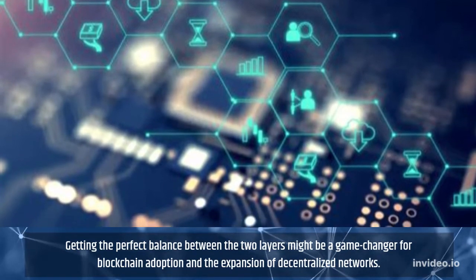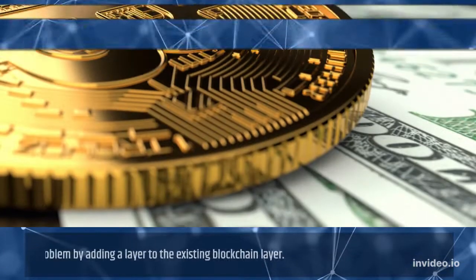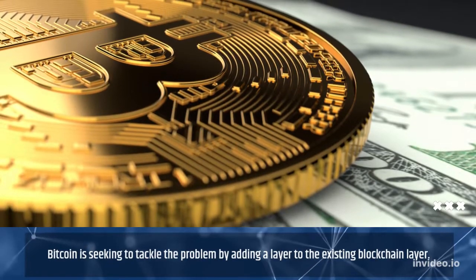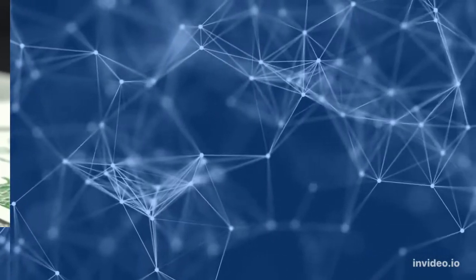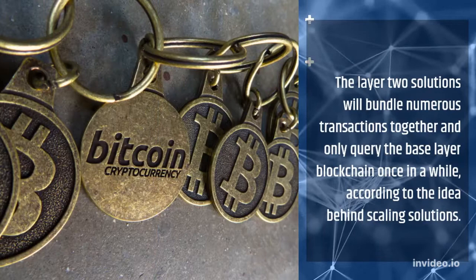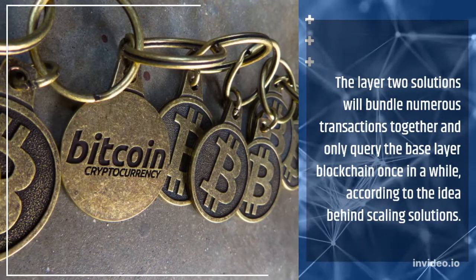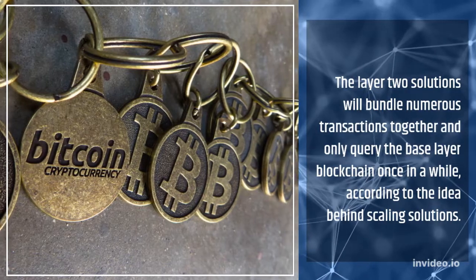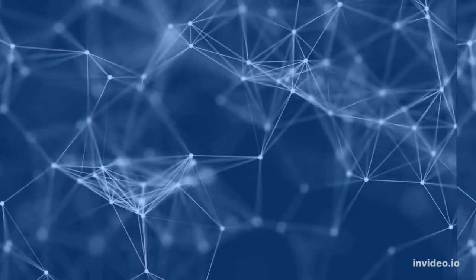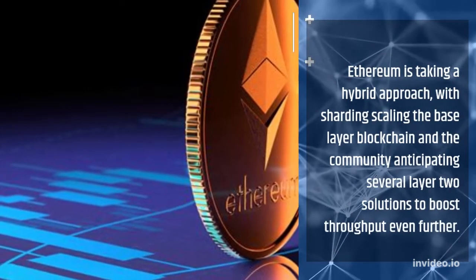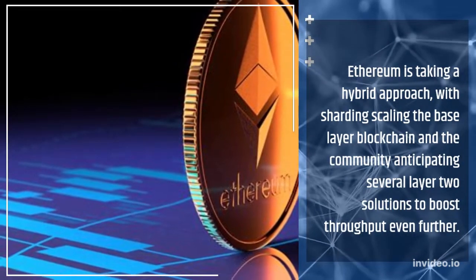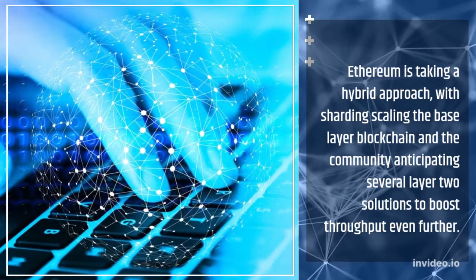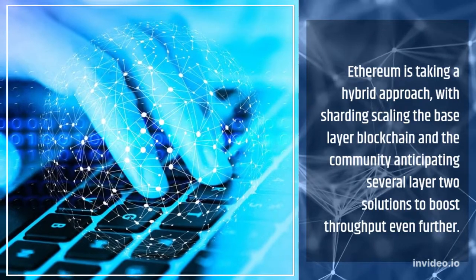Bitcoin is seeking to tackle the problem by adding a layer to the existing blockchain layer. According to the idea behind scaling solutions, the Layer 2 solutions will bundle numerous transactions together and only query the base layer blockchain once in a while. Ethereum is taking a hybrid approach, with sharding scaling the base layer blockchain and the community anticipating several Layer 2 solutions to boost throughput even further.